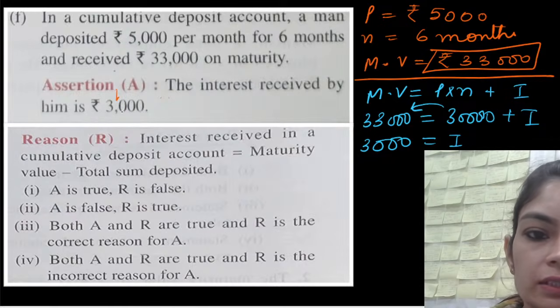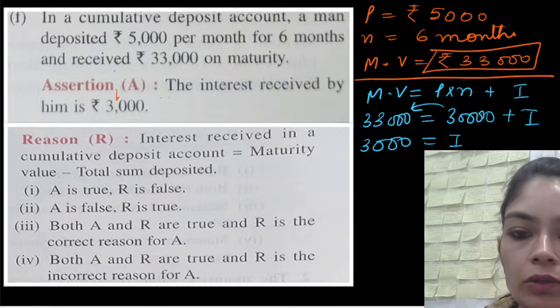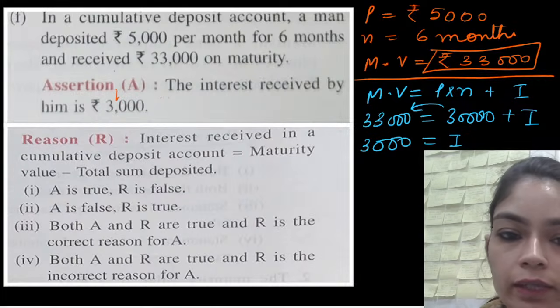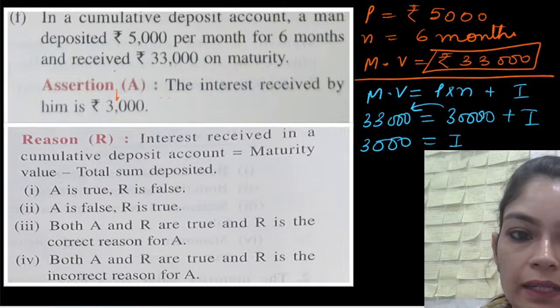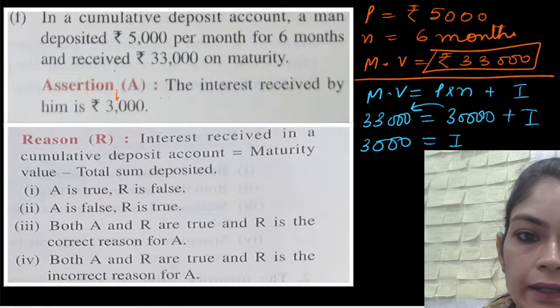So that's what in the first statement it's mentioned. They have also mentioned that interest is 3,000. So that means this is how you have to decide. You have to find it out. So interest is given to us as 3,000. That means the first statement is correct. So here I'll write, this one is correct.